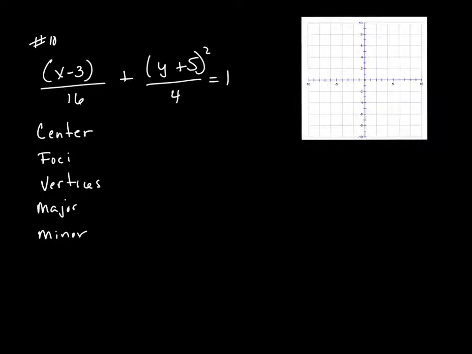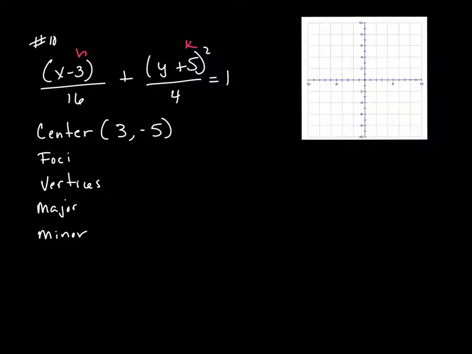All right, so to go through and start with this, we'll start with the center. The center is given by H and K here. We just have to go ahead and change those signs. So the center of this ellipse will be at 3, -5.